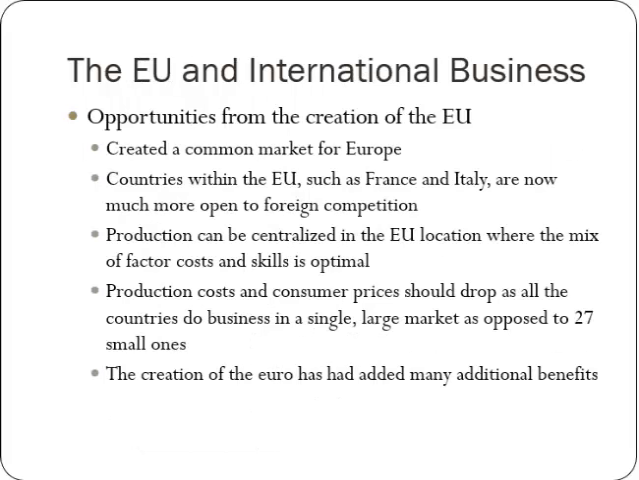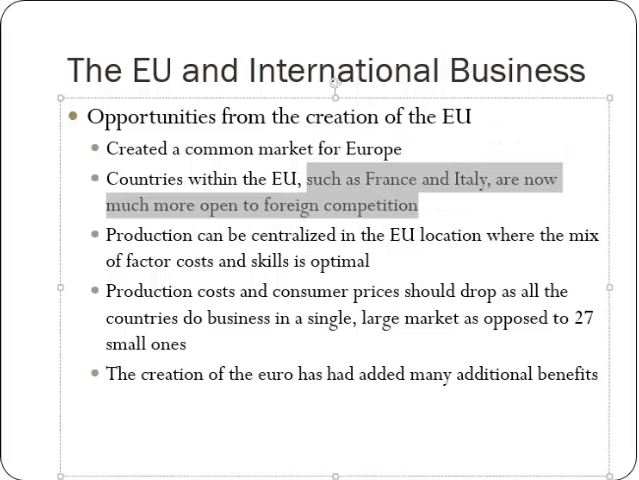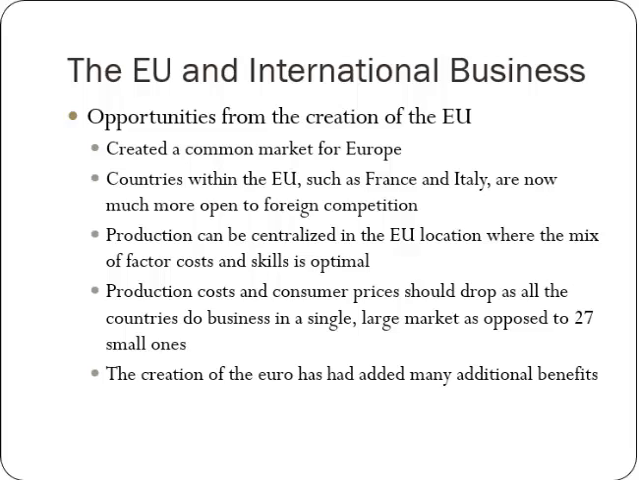And the effects of the European Union included, of course, that it created a common market for Europe. It's very easy to import and export goods between Germany, France, and Italy and all the other members of the European Union. Countries within the EU, such as France and Italy, are now much more open to foreign competition from each other. And of course, production can be centralized in the European Union location where the mix of factor cost and skills is optimal.